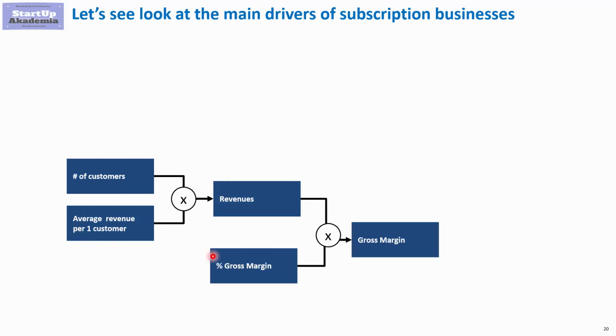Once we've got the percentage gross margin, we can actually calculate the gross margin of the business. By gross margin, obviously here we mean the difference between the revenues and the cost of goods sold.